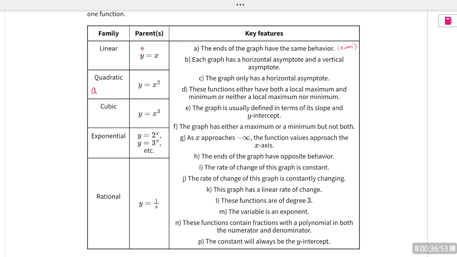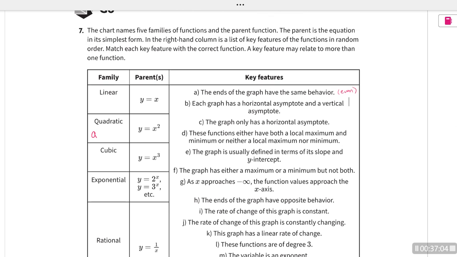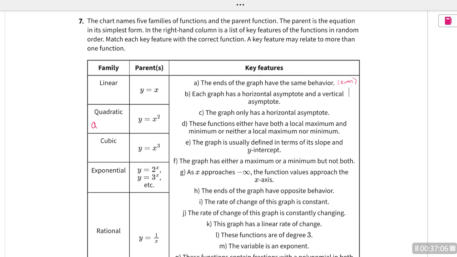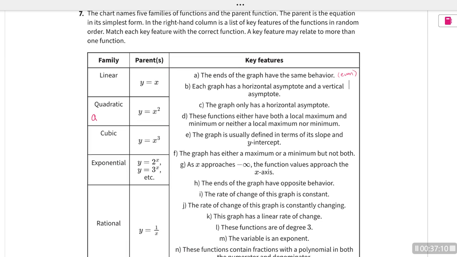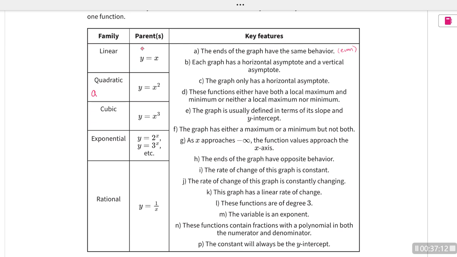The ends of the behavior are both going to approach an asymptote most of the time. Now, that being said, this isn't true all the time. So let's see, a key feature may relate to more than one function. This is true sometimes, so we'll put it down. It's true sometimes. B. So B is each graph has a horizontal asymptote and a vertical asymptote.